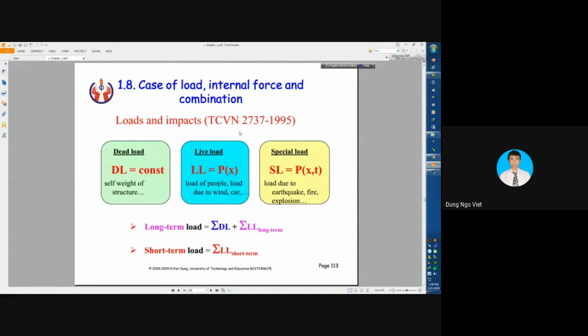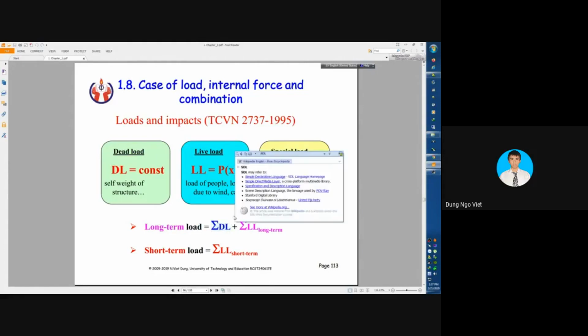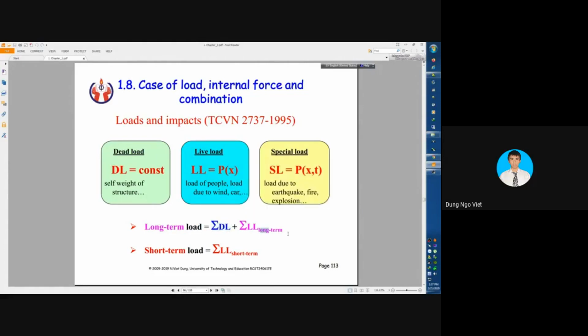So here we have the load and impact standards. This is the name of the load and impact standards. Here we have the dead load, live load, and special load. And here is the long-term load, which is the dead load and the long-term part of the live load. And here we have the short-term load, which is the remaining short-term live load.